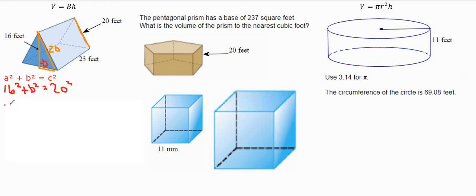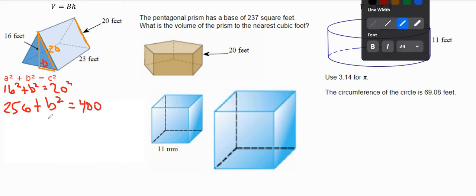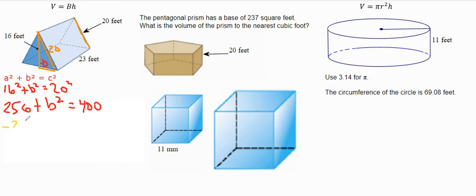And 16 squared, 16 times 16, is 256. 20 squared is 20 times 20. That's going to be 400. Now we get rid of the stuff that's on the same side of the letter, but not touching it. That's the positive 256. So we'll do the opposite, or the inverse, which is to subtract 256 on both sides. That's going to give us b squared equals 144.